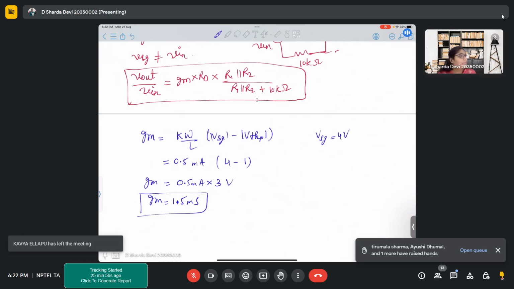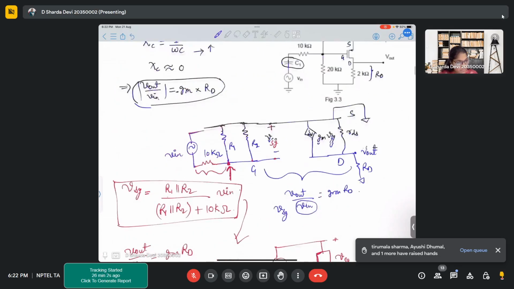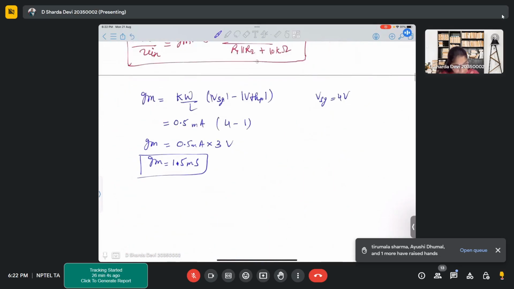So we got GM. Then RD was given, already it was 2 kilo ohms. RD is 2K. R1 parallel R2 will be 10 kilo ohms, right? 20 parallel 20, so it will be 10 kilo ohms.